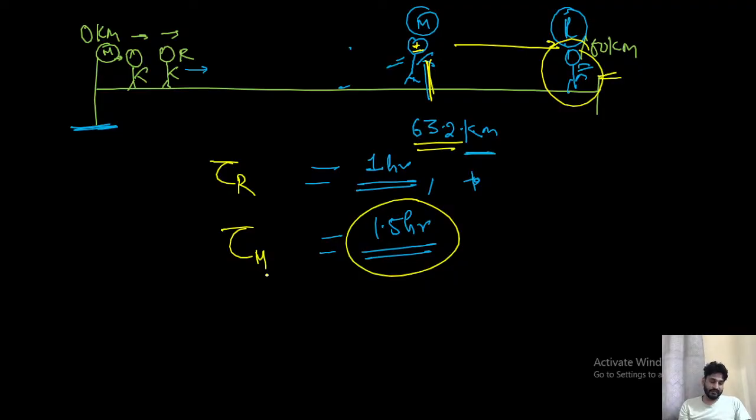What is the hurdle in it? So the time constant for Reddy is 1 hour. The time constant for me is 1.5 hours. Whose time constant is less? Reddy's time constant is less than mine.